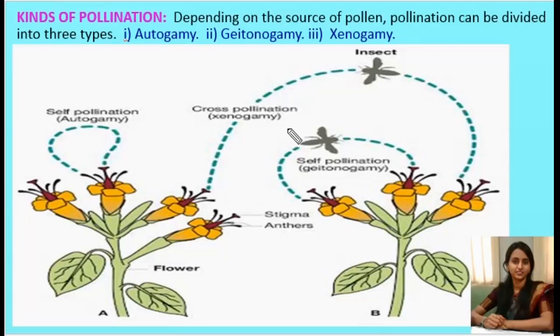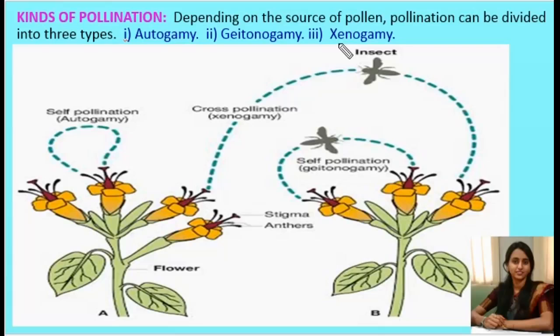Depending on the source of pollen, whether the pollen comes from the same flower of the same plant or from another flower of a different plant, pollination is classified into three types. The first one is autogamy, the second one is geitonogamy, the third one is xenogamy. Here you need to remember three types of pollination. Which are those three types? First one is autogamy, second one is geitonogamy, third one is xenogamy.